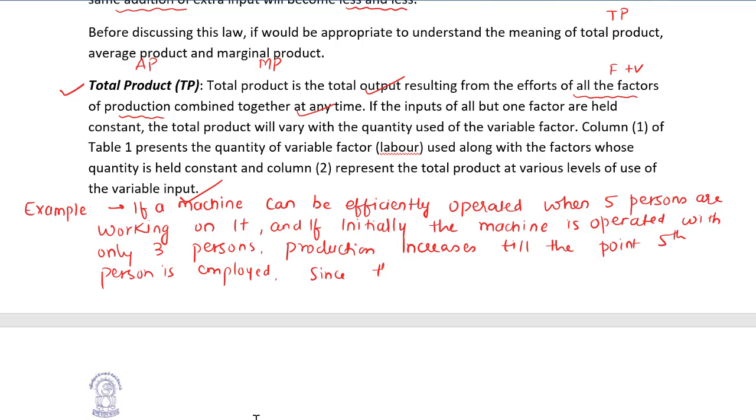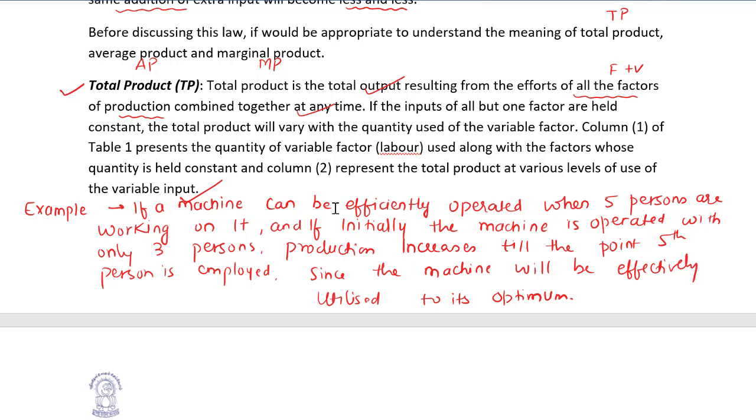Since the machine will be effectively utilized to its optimum. I think it is clear. So this is basically known as full use of fixed indivisible factors. And total product you already understood.